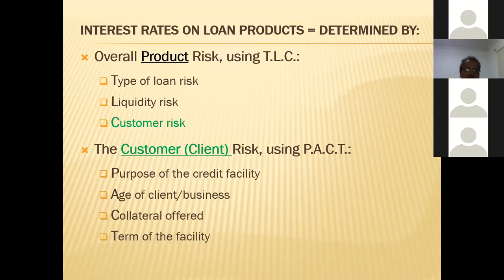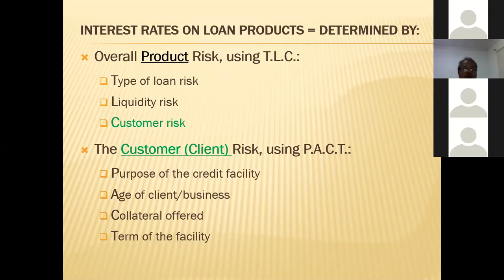And then finally, T, the term of the facility. A lot of that has to do with the client's age. If a person is older, the term of the facility will be shorter, so the interest rate would normally be higher. If the person is younger, the term tends to be longer, and so you can give a better concessionary rate to the client.